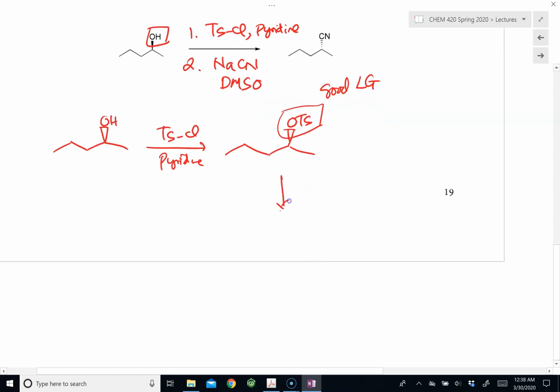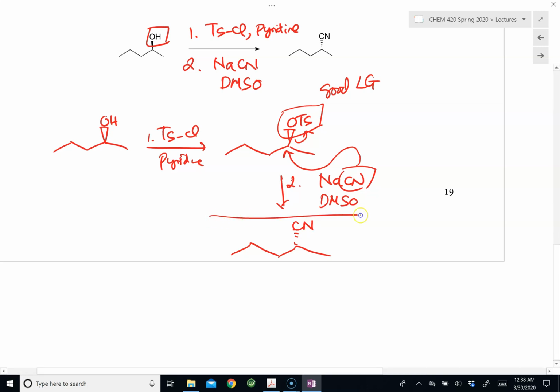And the next step is to take this and react it with sodium cyanide in DMSO. The cyanide is our nucleophile. It will come in and attack this carbon right here from the back side. And again, this is an SN2, so it attacks from the back of the leaving group, kicking that off. And now we'll be able to make our product. So there you go. Those are the products after each of the steps, and finally, making the product that we want.